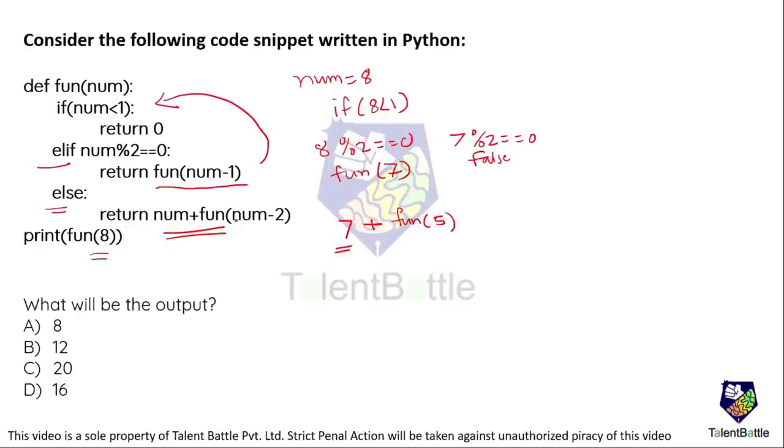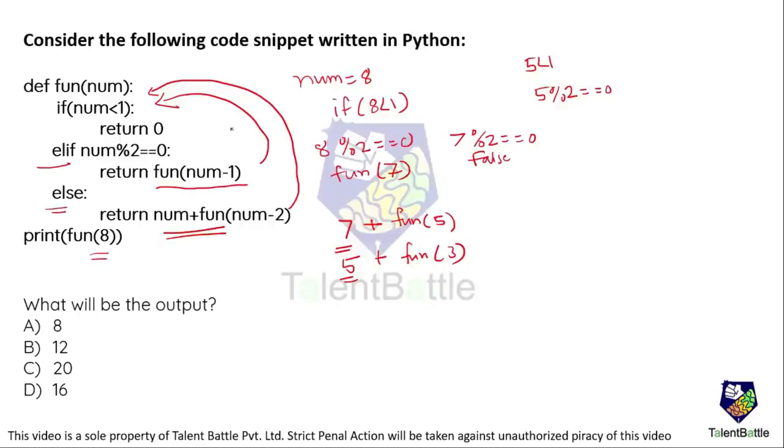Again, it is a function call with 5. So again, it will go back and call this part. Again, it will check 5 less than 1. Again false. Coming to the else part, 5 modulo 2 equals 0. Again, this is false, so we go to the else part, where we have 5 plus function of num minus 2. Right now my num is 5, so num minus 2 will be 3.